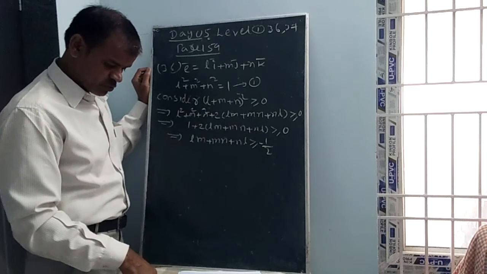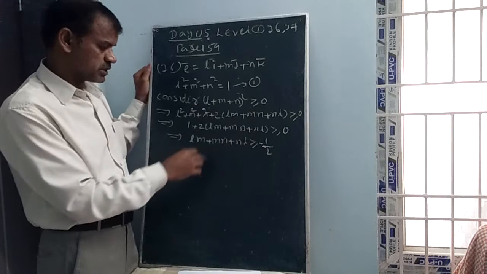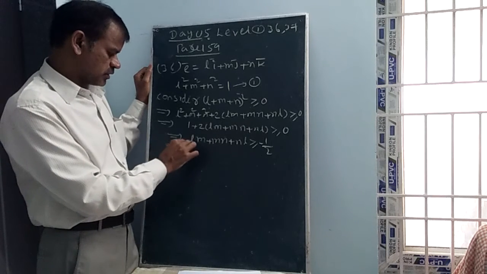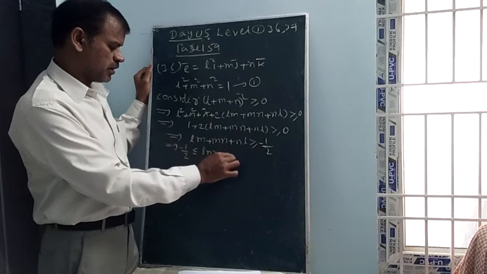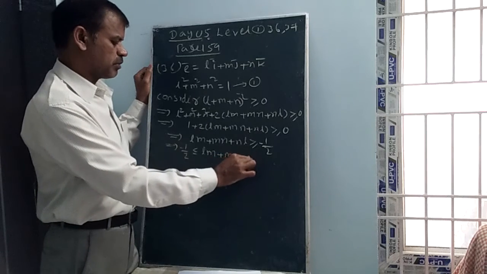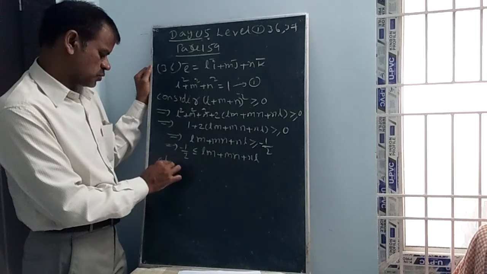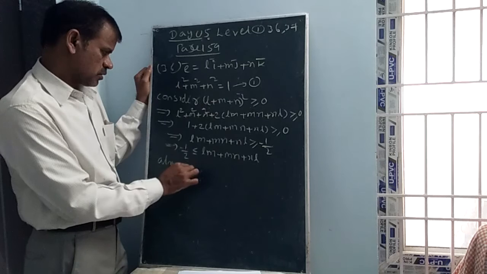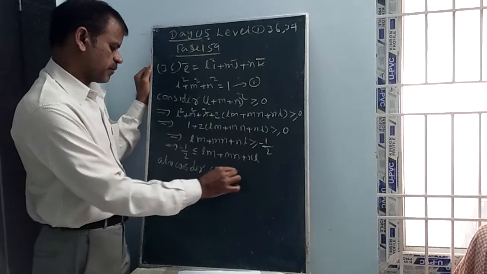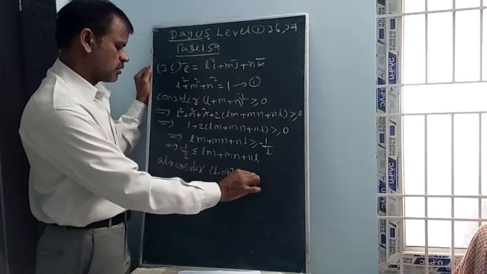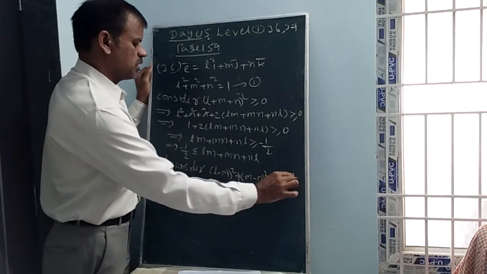According to options, minus 1 by 2 is there, but he is asking maximum value, not minimum value. If he asks minimum value, it is minus 1 by 2. So write like this: minus 1 by 2 less than or equal to Lm plus Mn plus Nl. Also consider not only this one, consider also L minus M whole square plus M minus N whole square plus N minus L whole square.